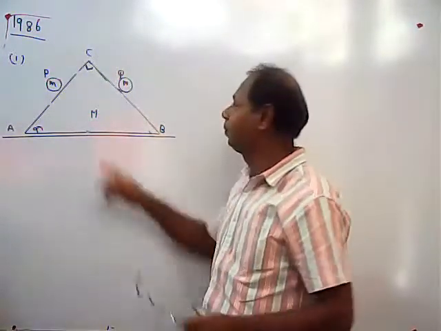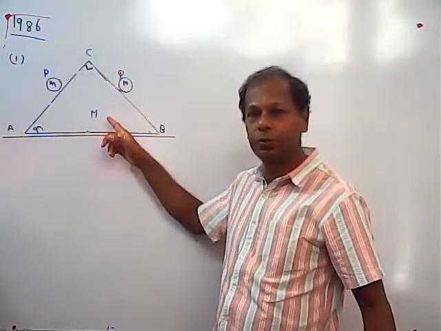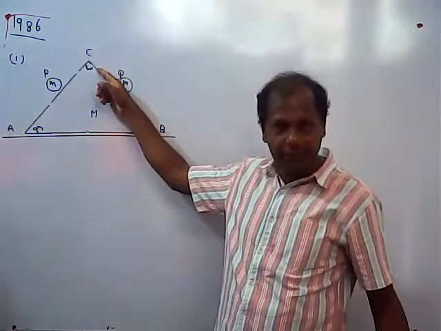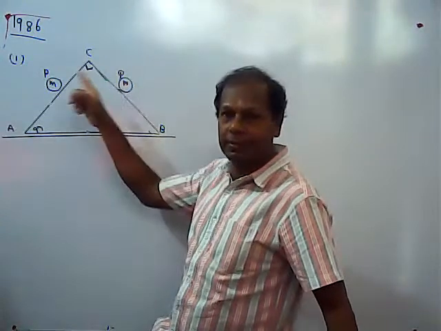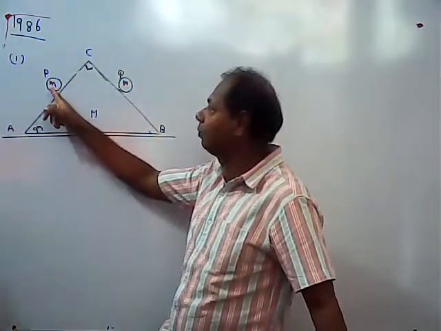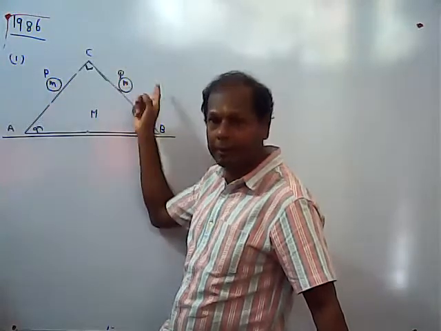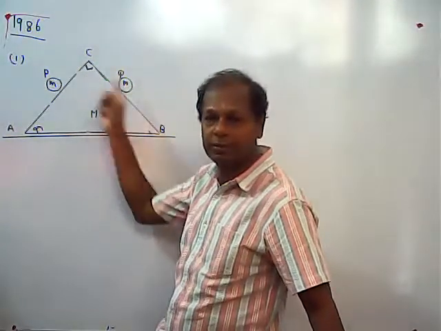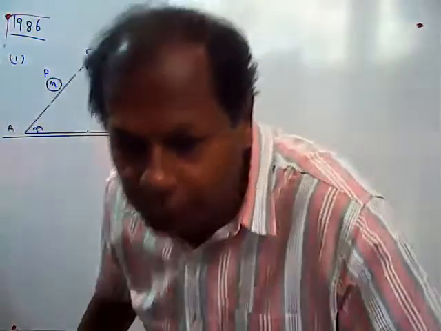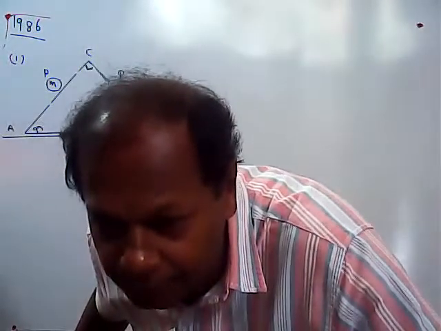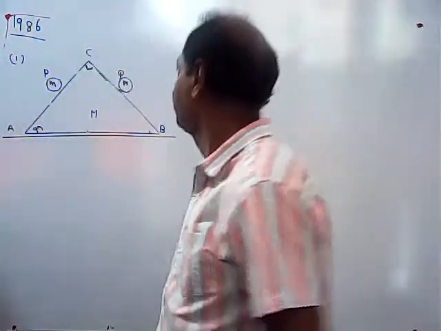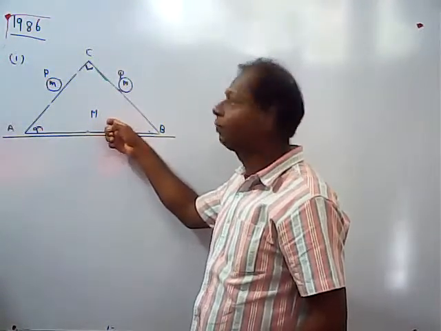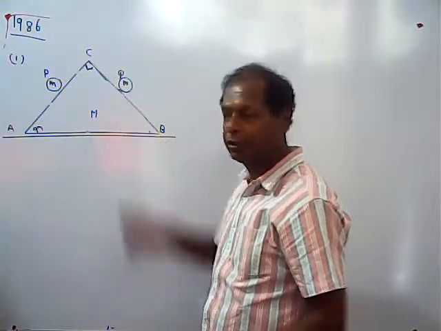Like the story is, it's a smooth wedge of mass capital N, of which this angle is 90 degrees, and two smooth equal particles, each of mass m, right? Each of mass m are placed on two faces, right? Placed on two faces and then released, right? You have to find the acceleration of the wedge relative to the frame.